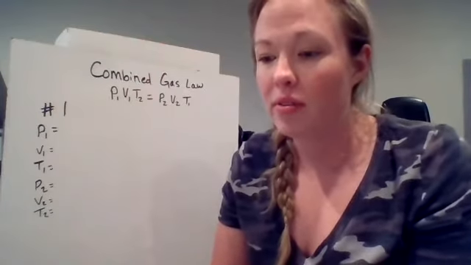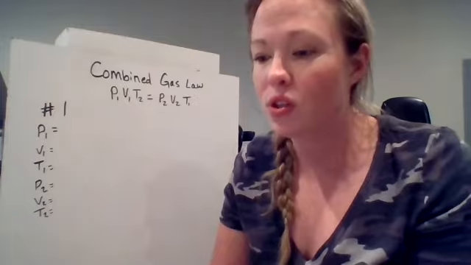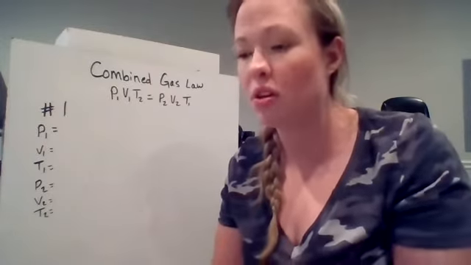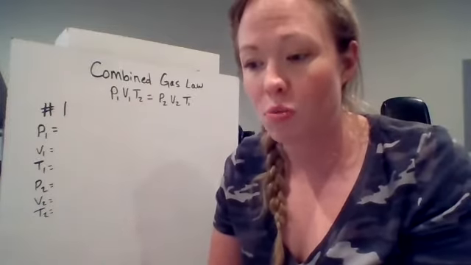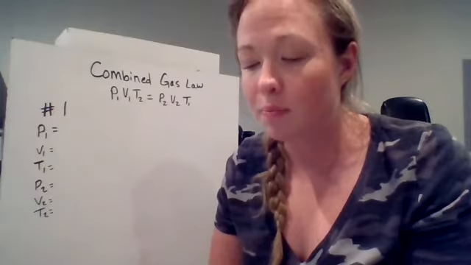So let's look at number 1. There's a particular reason why I wanted to do this one, and we'll highlight that. A sample of sulfur dioxide occupies a volume of 652 milliliters at 40 degrees Celsius and 720 millimeters mercury. What volume will sulfur dioxide occupy at STP?